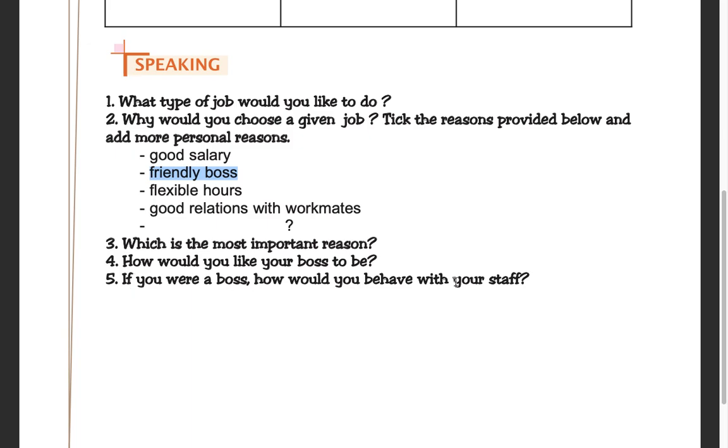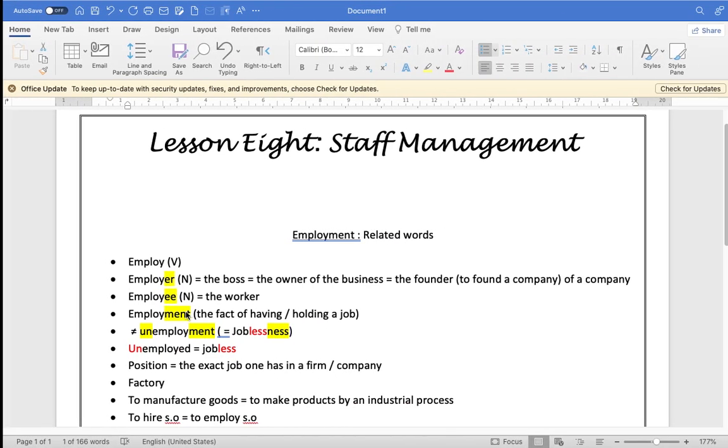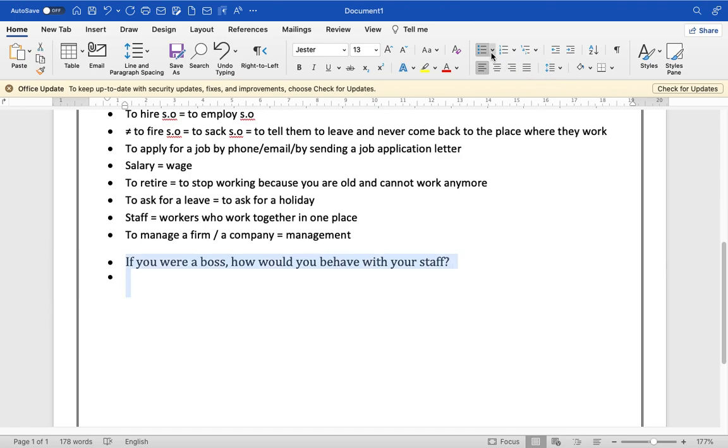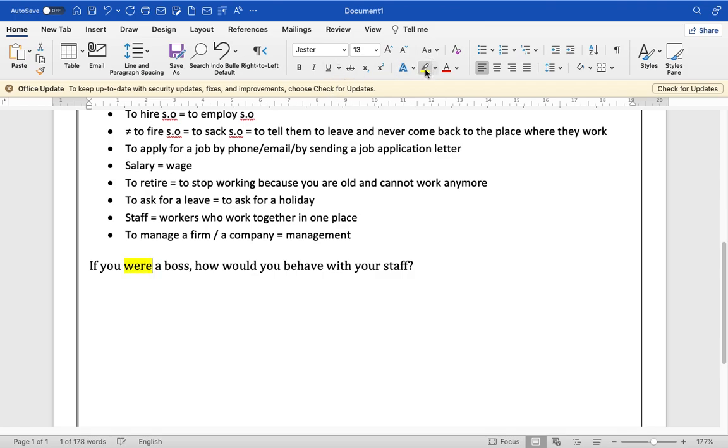If you were a boss, how would you behave with your staff? Let's copy paste that. We need to see how we can answer that. So if you were a boss, how would you behave with your staff? So let's start with "if you were." Were is the verb to be. So if you were a boss, the sentence starts with if, so it is conditional. This is the conditional.